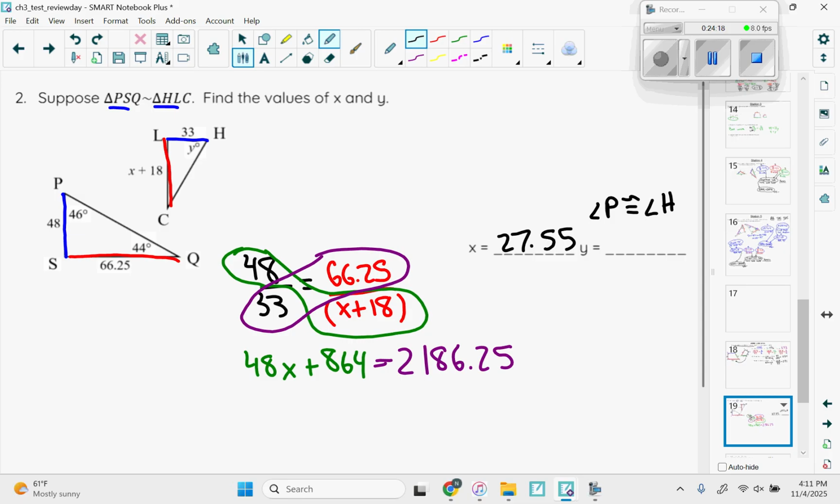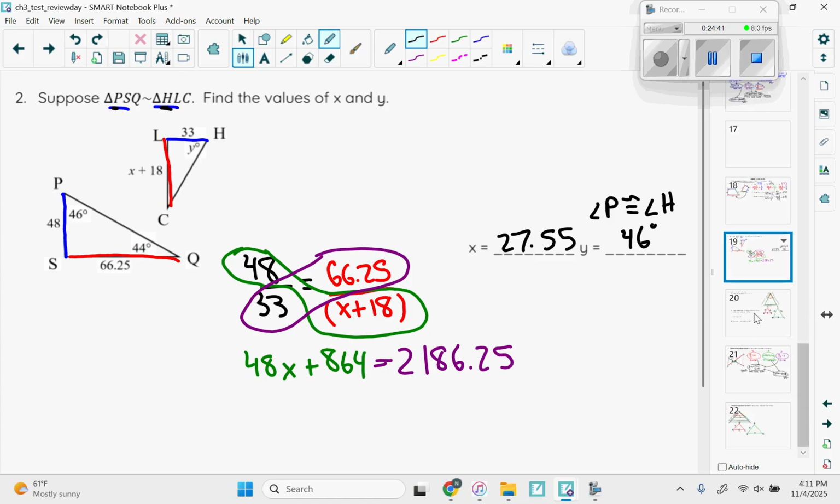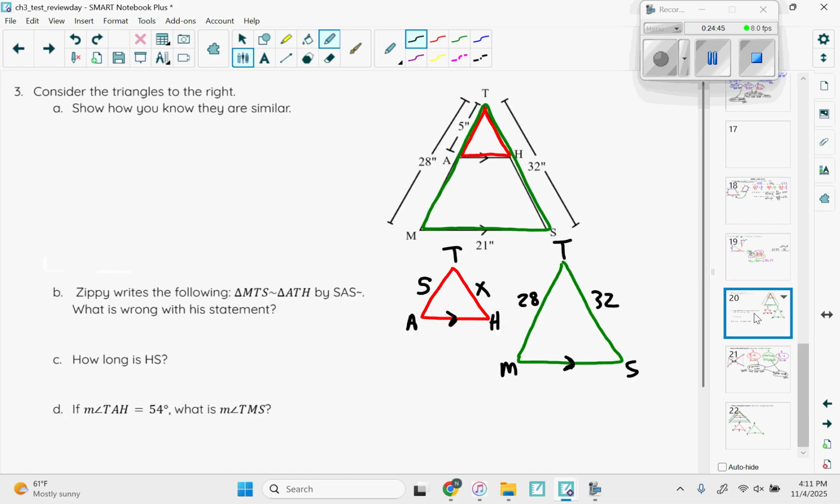And then angle P and angle H in our similarity statement match up, which means they're congruent. So if angle P is 46 degrees, angle H, which is Y, is also 46 degrees. All right, so similar triangles, corresponding angles have to be congruent. Moving on to our next problem on our review.